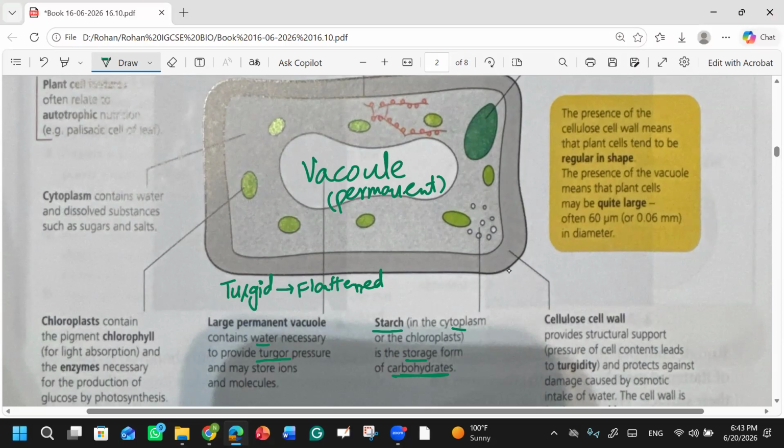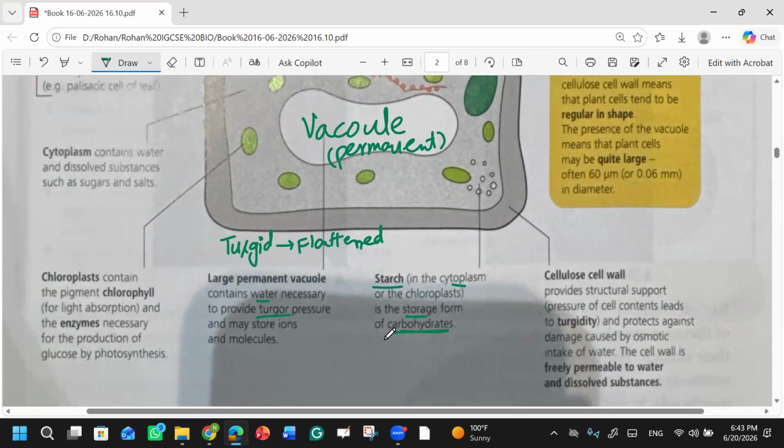But till this stage, you must know that in animal cells or in humans, the extra glucose is stored in the form of glycogen, while in the plant cell, the extra glucose is stored in the form of starch.